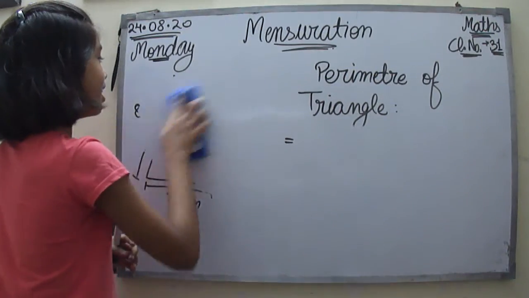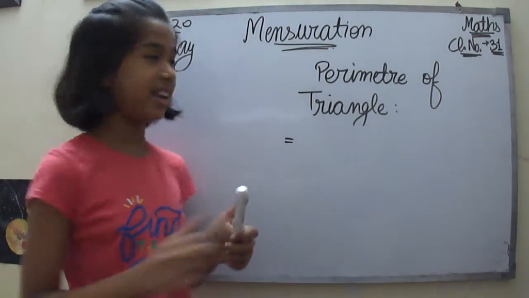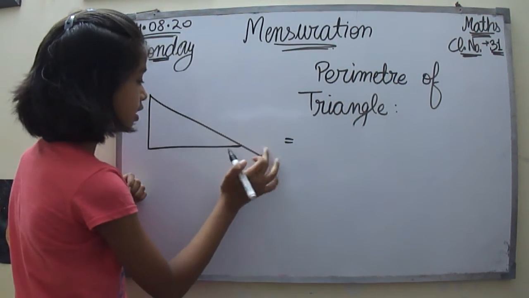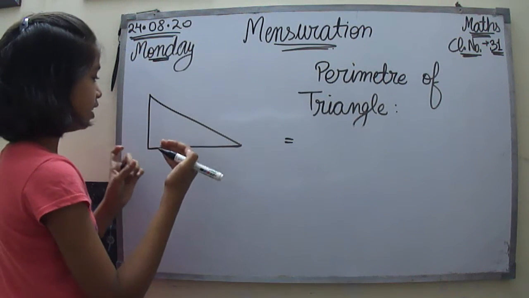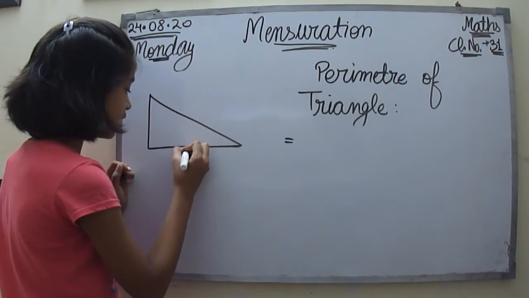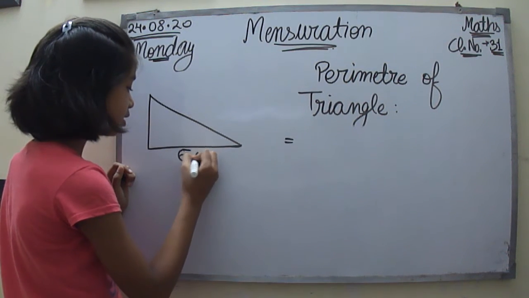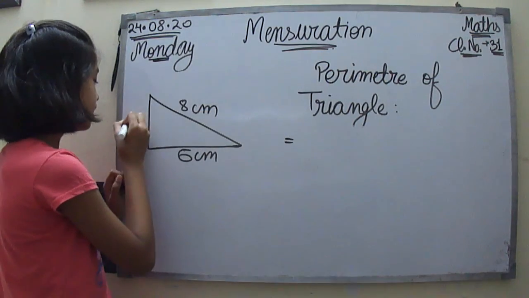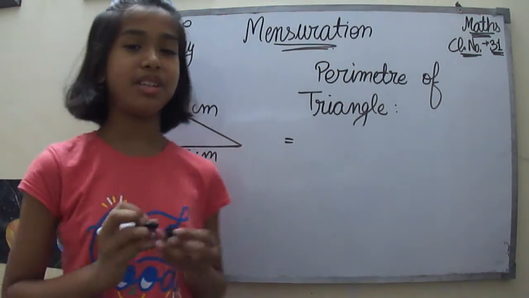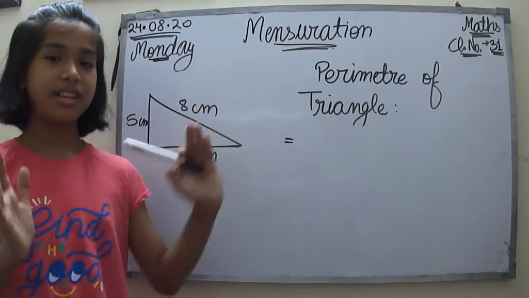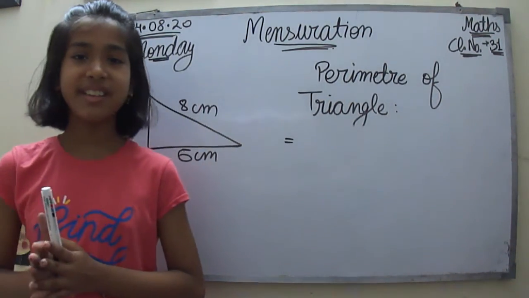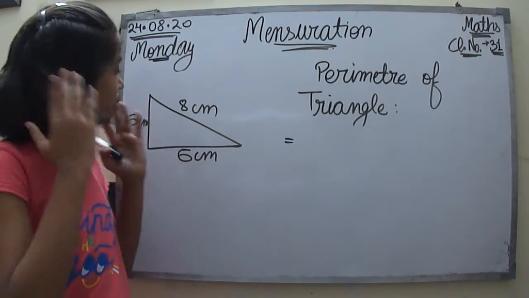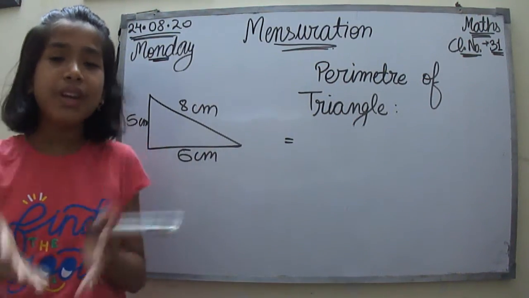Now let's see the formula for the perimeter of the scalene triangle. Let's say that this is a scalene triangle, and here the length is 6 centimeters, here the length is 8 centimeters, and here the length is 5 centimeters. Now how will we calculate the perimeter of this triangle? It is a little tricky, right? That's because there is no special formula.